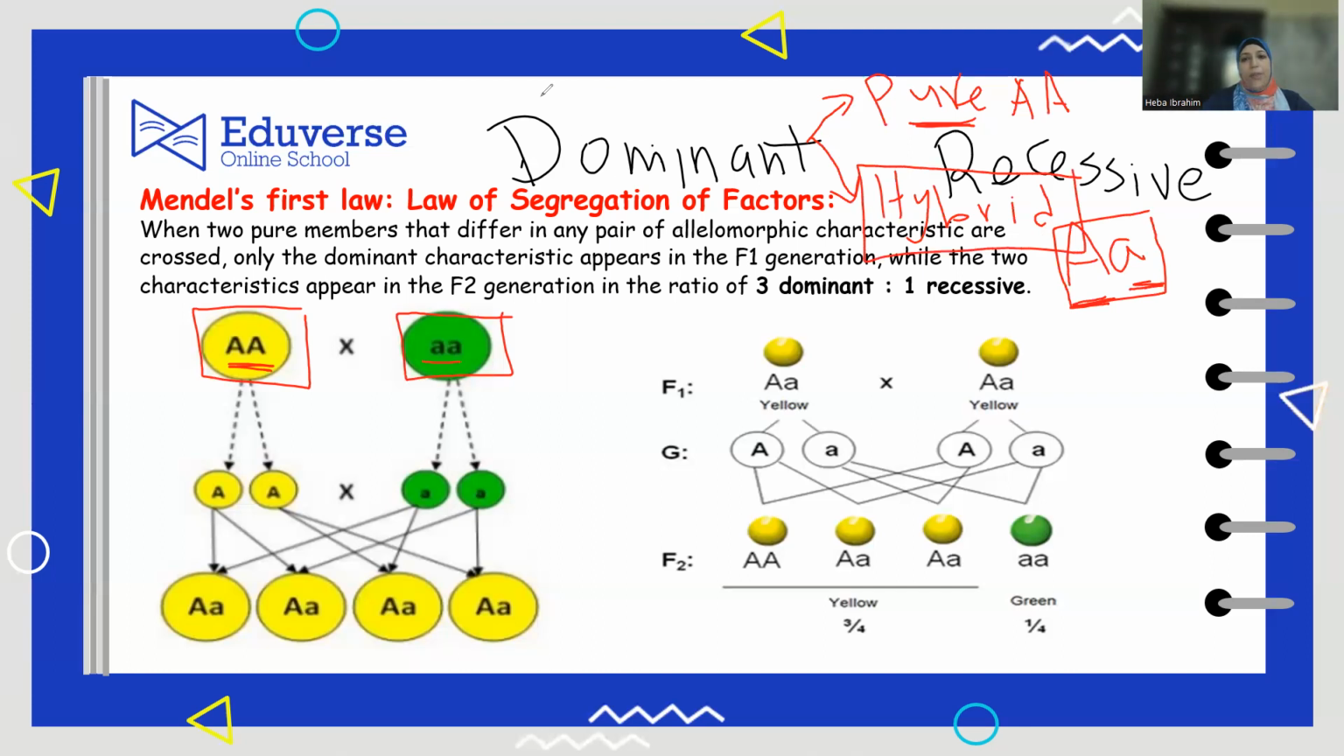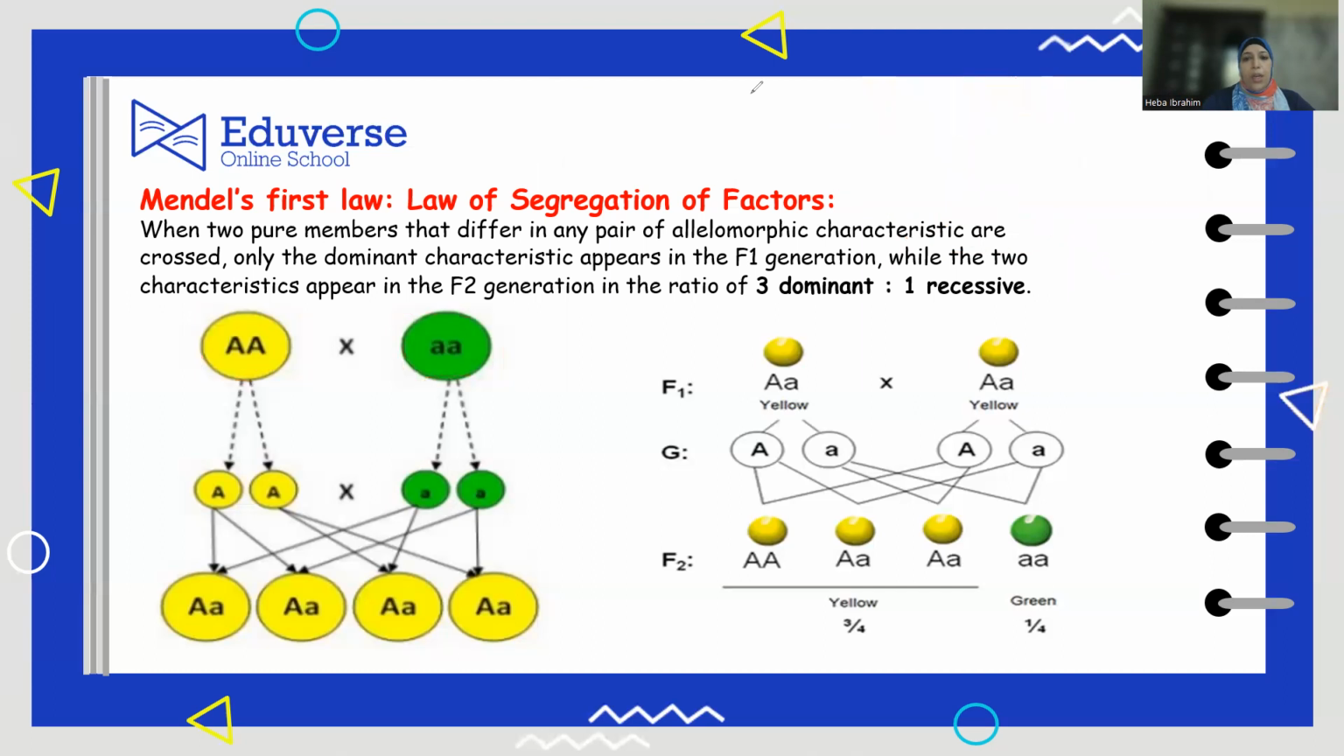So in the first law, or law of segregation of factors, Mendel said that when two pure members that differ in any pair of allelomorphic characteristics are crossed, the dominant trait will appear in the first generation by 100%. Allelomorphic, or contrasting, traits means the dominant trait and its recessive. Only the dominant trait will appear in the first generation by 100%.